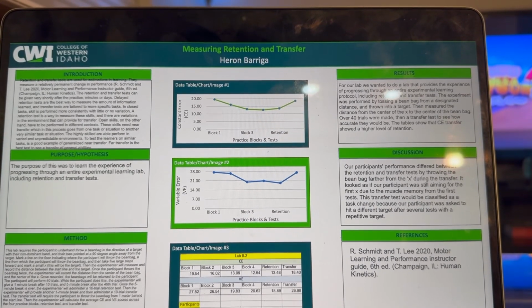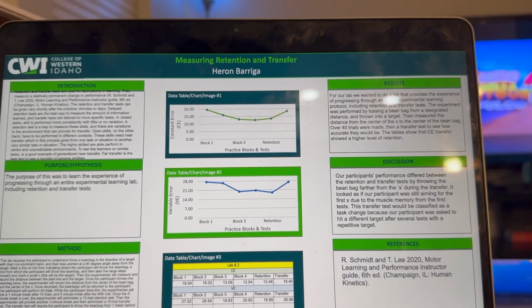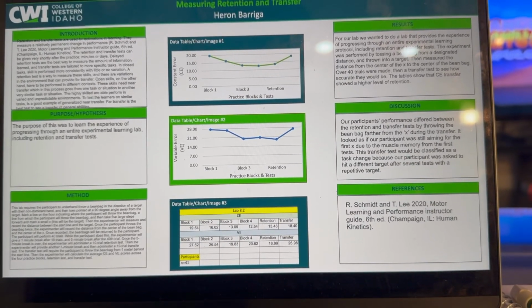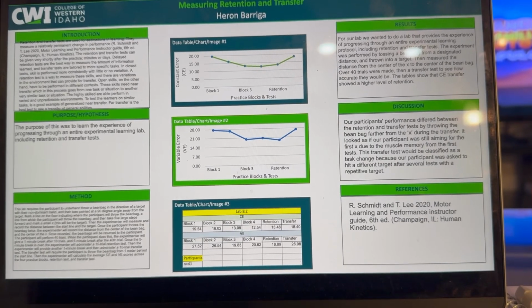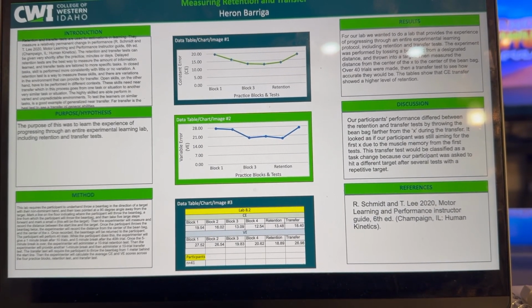Then the experimenter will calculate the average CE and VE scores across the 4 practice blocks, retention test and transfer test. Results. For our lab, we wanted to do a lab that provides the experience of progressing through an entire experimental learning protocol, including retention and transfer tests.